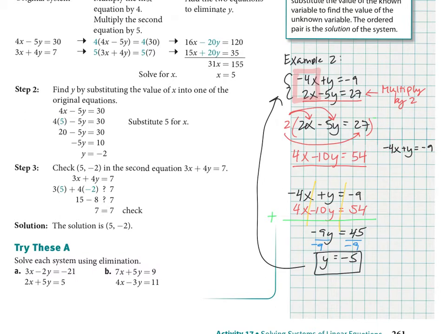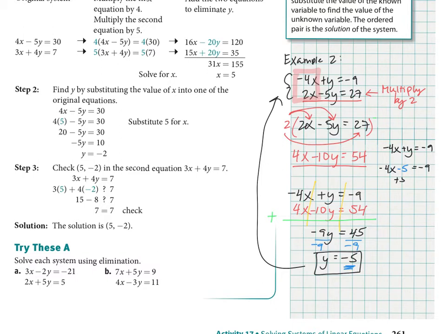And make sure you're plugging in negative 5 for y, not x. First time I did this, I actually plugged it in for x. So be cautious with that. All right, so it's negative 4x minus 5 equals negative 9.